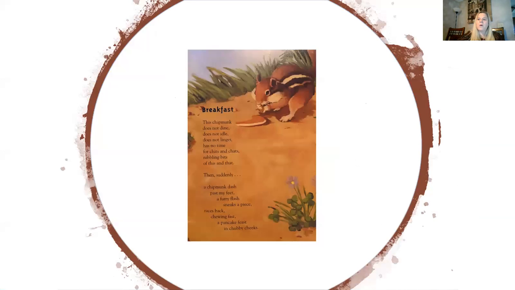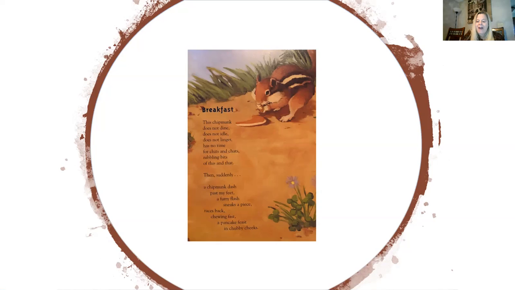So our first poem to start, Breakfast. This chipmunk does not dine, does not idle, does not linger, has no time for chits and chats, nibbling bits of this and that. Then suddenly, a chipmunk dash past my feet, a furry flash, sneaks a piece, races back, chewing fast, a pancake feast in chubby cheeks.